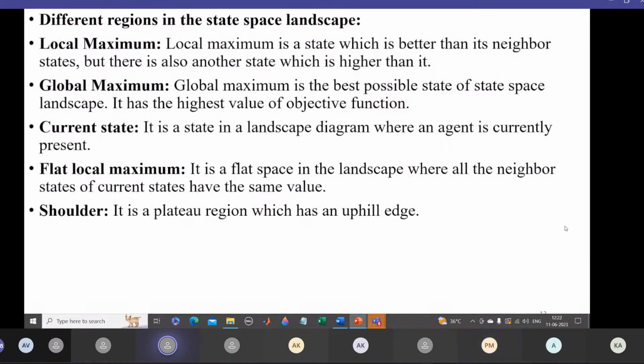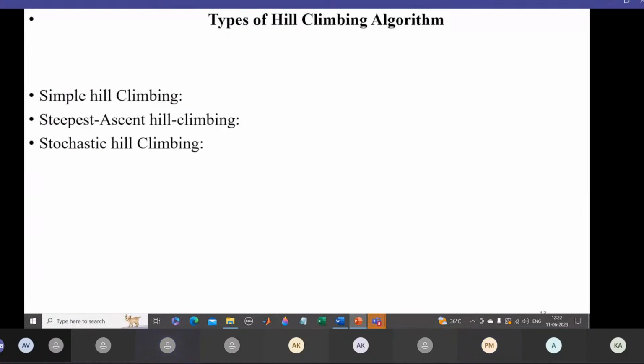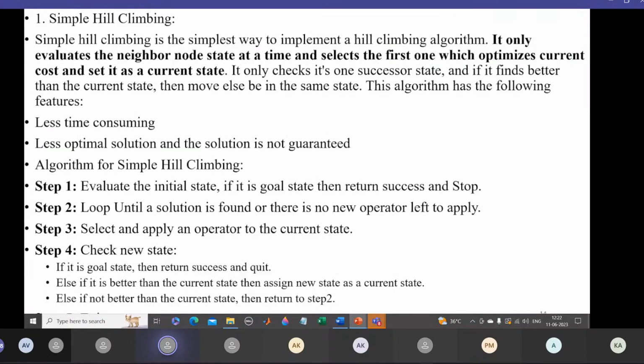Okay. So these are different types of hill climbing algorithm. Simple hill climbing, steepest ascent hill climbing, and stochastic hill climbing. So what is the simple hill climbing? So it is the simplest way to implement your hill climbing. So it will evaluate only the neighborhood state at a time. You will select the first one.